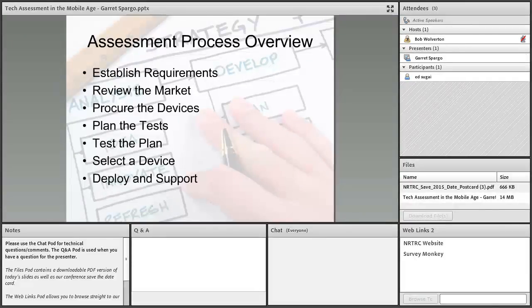So this is TTAC's 7 Easy Steps to Better Technology Assessment. We recommend that you establish requirements, review the market, procure the devices, plan the test, test the plan, select your device, and then deploy and support it. Now, I'm going to go into all of these here in a moment.